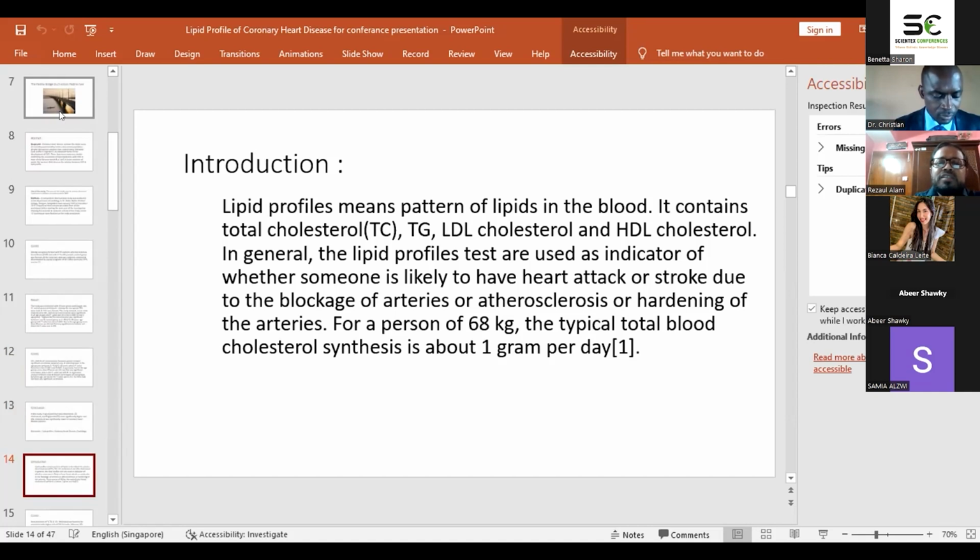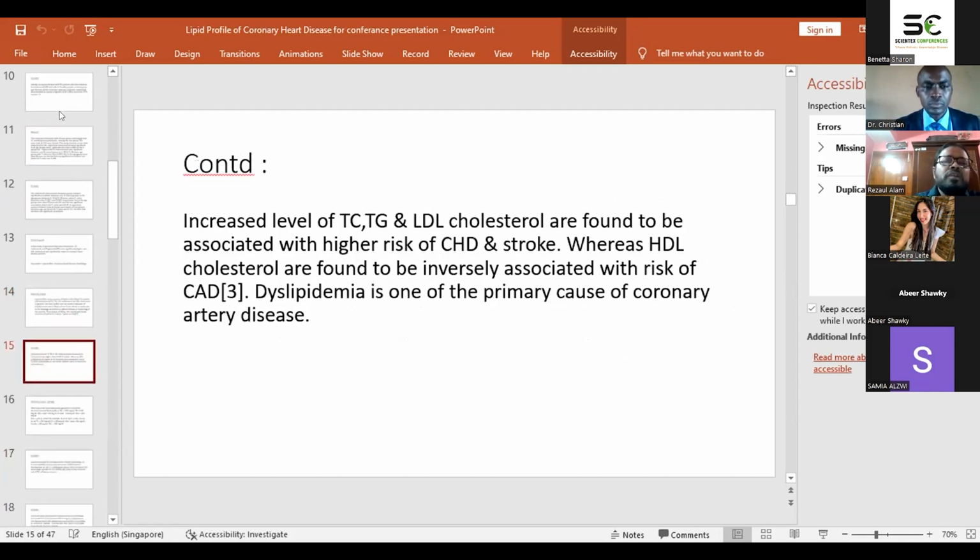For a person of 68 kg, the typical total blood cholesterol synthesis is about 1 gram per day. Increased levels of total cholesterol, triglyceride, and LDL cholesterol are found to be associated with higher risks of coronary heart disease and stroke, whereas HDL cholesterol is found to be inversely associated with the risk of coronary artery disease. Dyslipidemia is one of the primary causes of coronary artery disease.